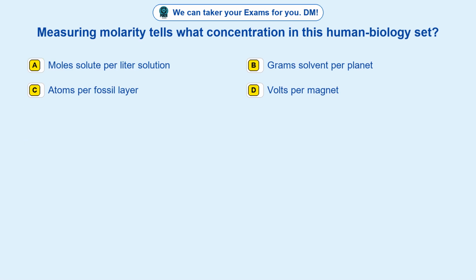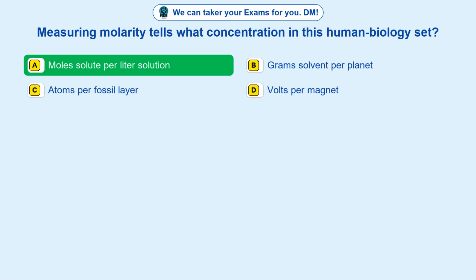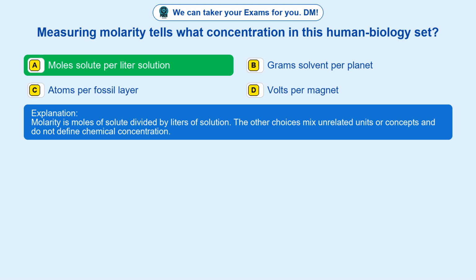Question 45. Measuring molarity tells what concentration in this human biology set? Option A, moles solute per liter solution. Option B, grams solvent per planet. Option C, atoms per fossil layer. Option D, volts per magnet. The correct answer is option A, moles solute per liter solution. Molarity is moles of solute divided by liters of solution. The other choices mix unrelated units or concepts and do not define chemical concentration.